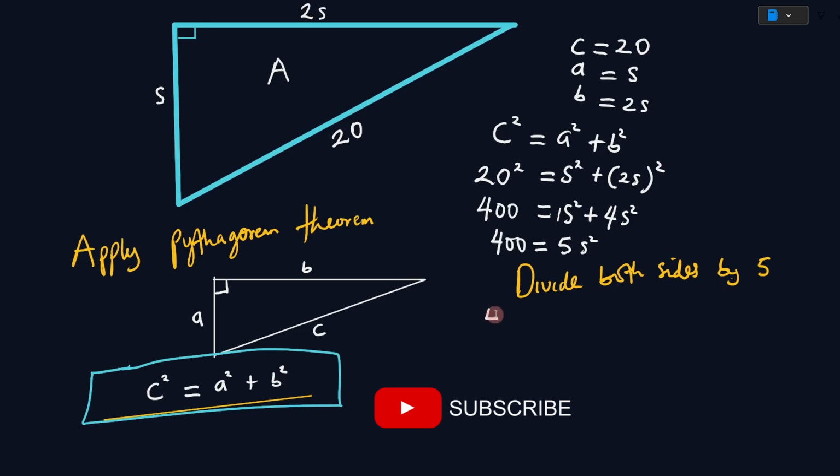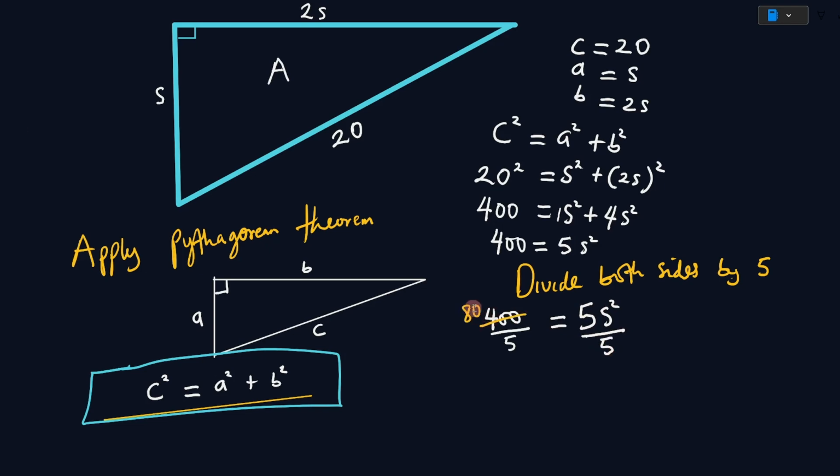In order to find S squared, we need to divide both sides by 5. This will now be 400 divided by 5 equal to 5S squared divided by 5. 400 divided by 5 is 80. 5 divided by 5 is 1. That means that our S squared is 80.